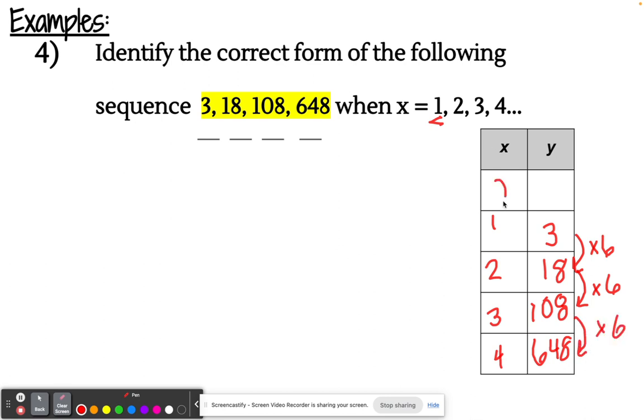So what would be my 0 term? What number times 6 would give me 3? That's 0.5, or 1/2. So what's my pattern? This is geometric. It's a constant multiply. So f of x equals my starting point, which is 0.5, times my constant multiplier, which is 6 to the power of x.